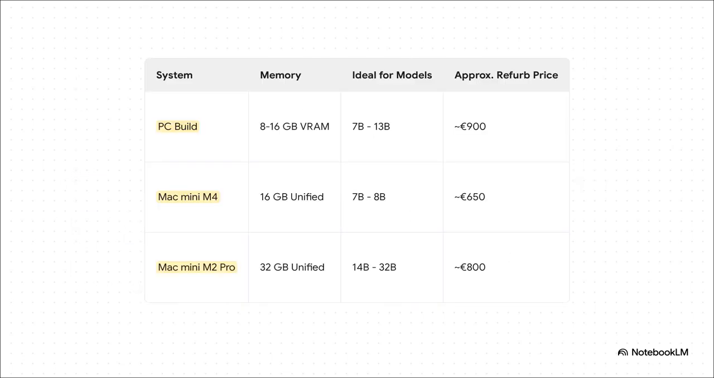Okay, let's break down the options. Honestly, in this price range, it's hard to beat a refurbished Mac Mini M2 Pro with 32 gigs of memory. For around €800, you get a machine that can smoothly run some seriously powerful 14 billion parameter models. That's incredible value. Now, if you're a PC builder, you're going to want to look for a graphics card like the RTX 3060, specifically with 12 or 16 gigabytes of VRAM.